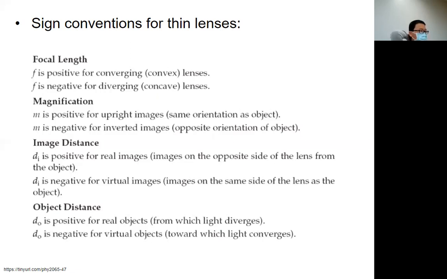Okay, the last two conventions for DO refer to the case where you have multiple lenses. In that case, the image coming from the first lens can also serve as the object for the second lens. So in the case where a real image serves as the object, DO will be positive. If a virtual image serves as the object, then it's going to be negative. Okay, so this is what that refers to.